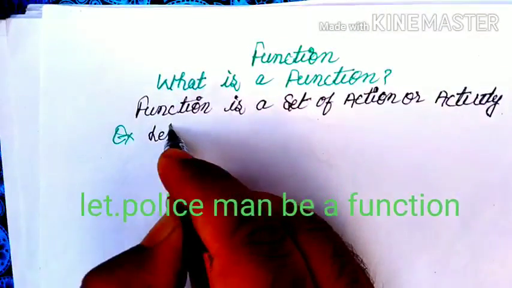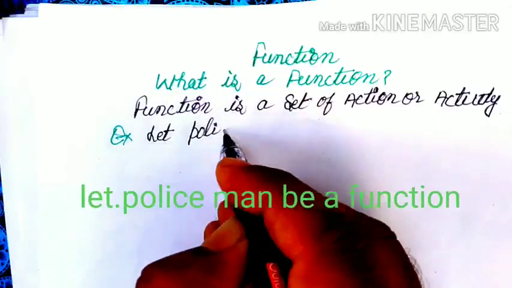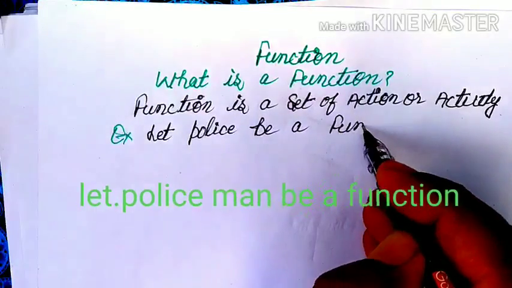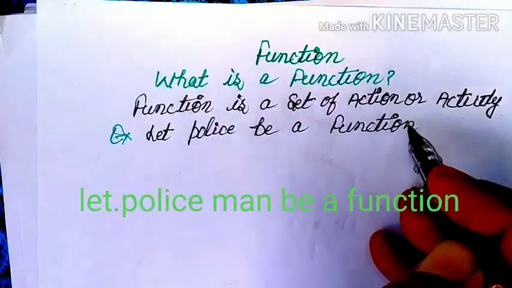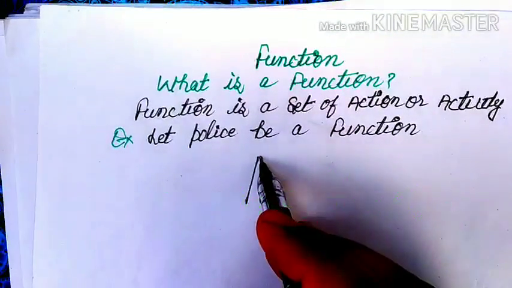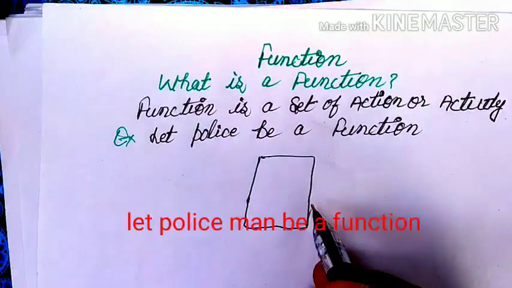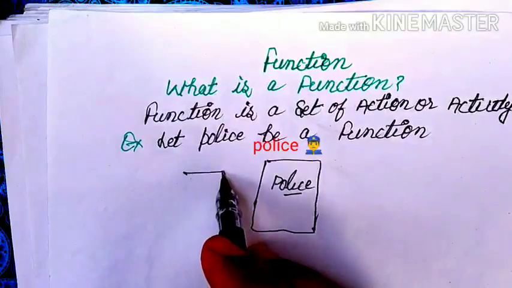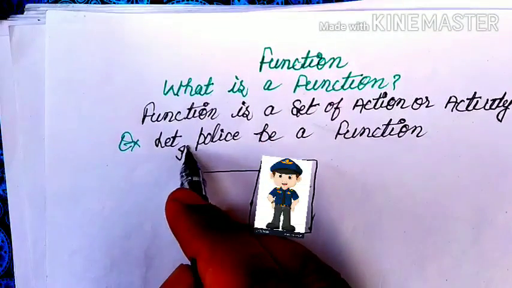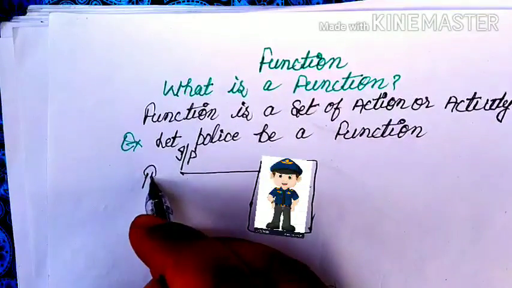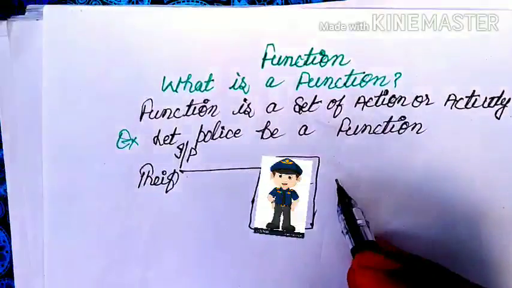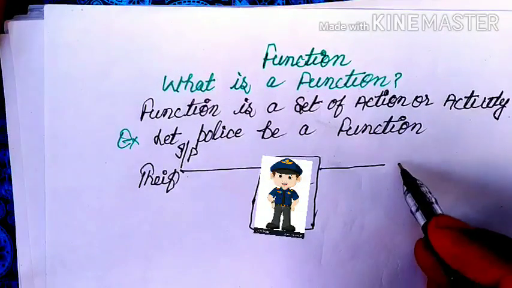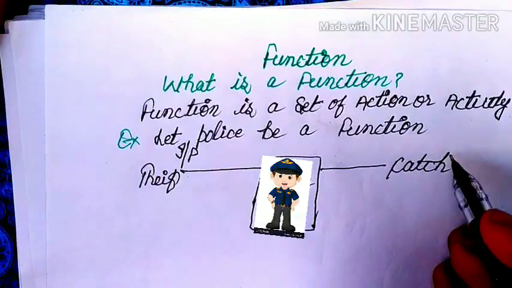Let police be a function. How can we define police be a function? Here we take police, and we get input as a thief. So what should police do if he gets a thief? Then police gives the output: catch.